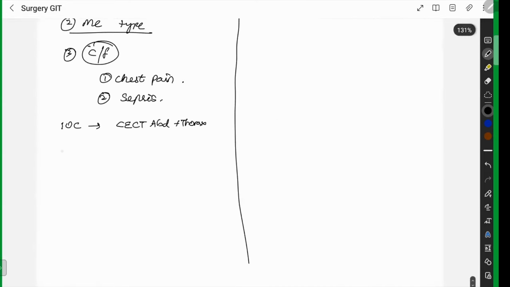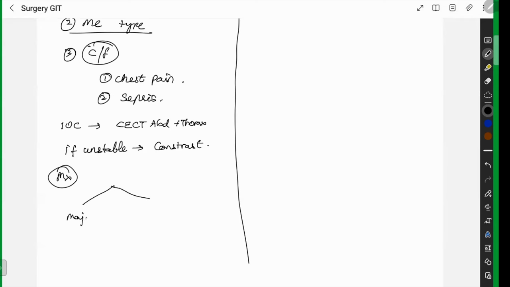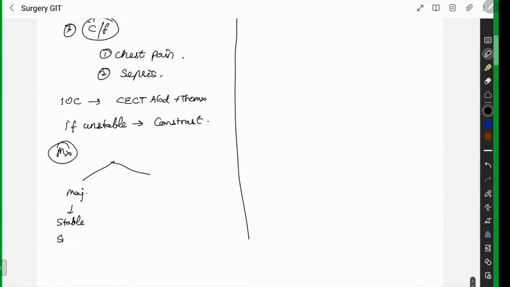If the patient is unstable, then you go for a contrast study. Now coming to the management, very important. Majority of these cases will be stable, with a small perforation. In these cases you go for NPO, IV fluids, IV antibiotics, and pain control.